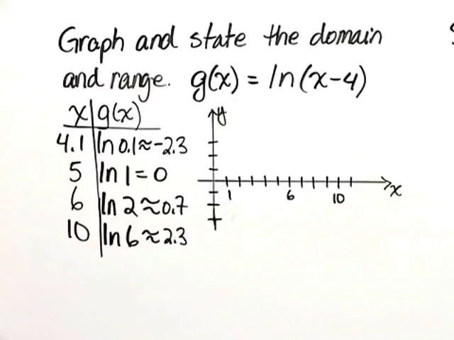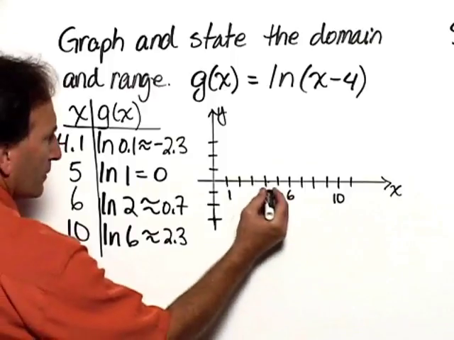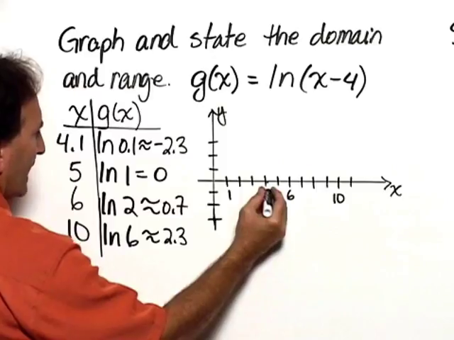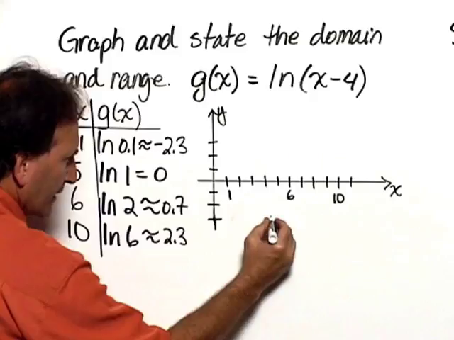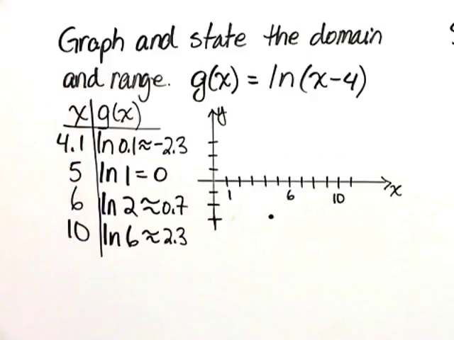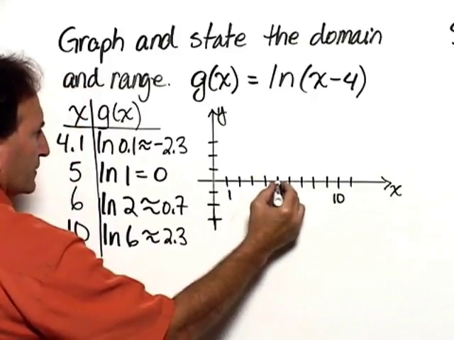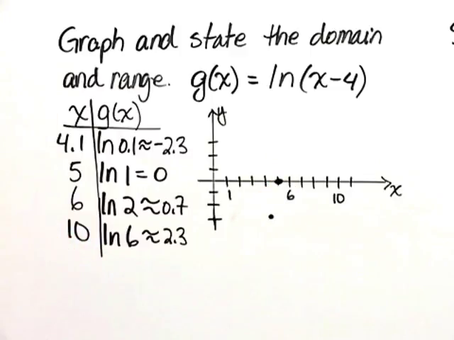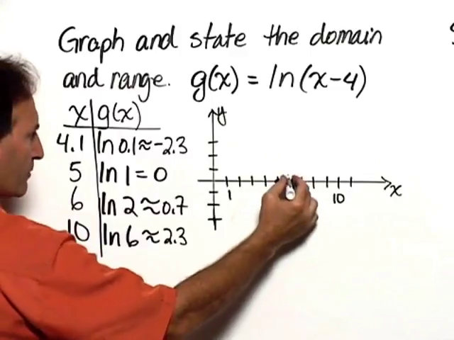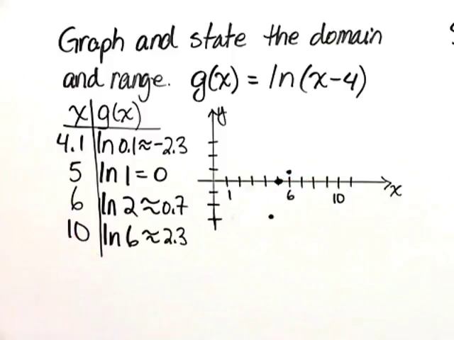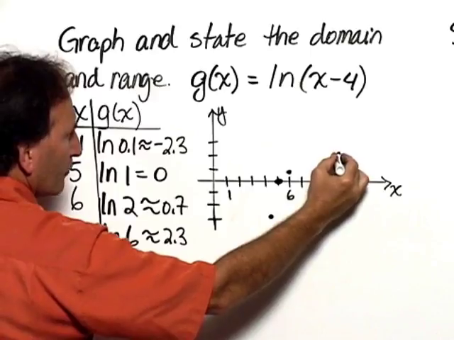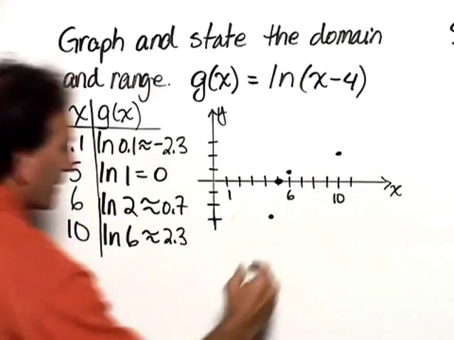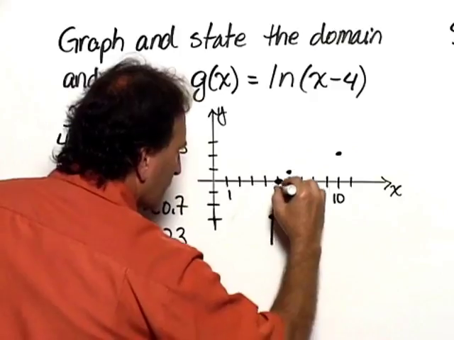So now let's plot those points and connect them with a smooth curve. 4.1 would be approximately here, and that has a value of negative 2.3, which would be approximately there. 5 has a value of 0, so it's right here. 6, remember, has a value of 0.7, so it's about there. And 10 has a value of 2.3, so it's about right there. Now, drawing a smooth curve, it looks like this.